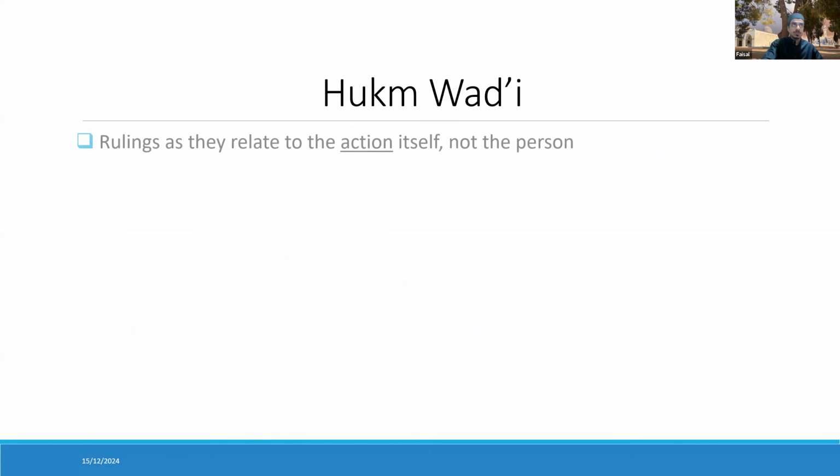So Hukm Wad'i, as we mentioned, they are rulings as they relate to the action itself rather than the person. And what we mean by that is we're not talking about an action being obligatory or discouraged, because these things relate to the person themselves and whether it's obligatory on the person, right? That's Ahkam Taklifiyyah. They're obligatory on the person, or they're recommended for the person, or they're discouraged for the person. Hukm Wad'i is different. Hukm Wad'i relates to the action itself and the validity of the action, right? That's essentially what Hukm Wad'i is.